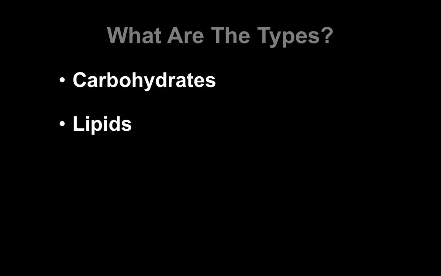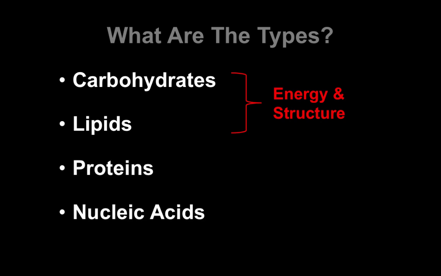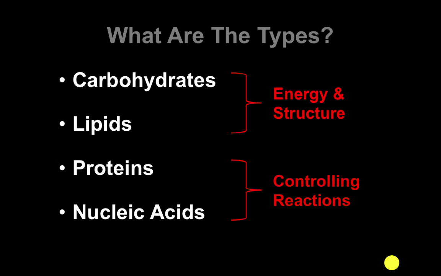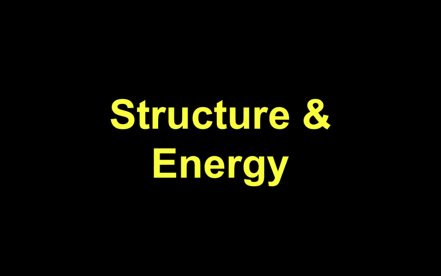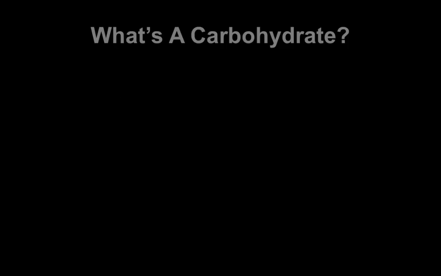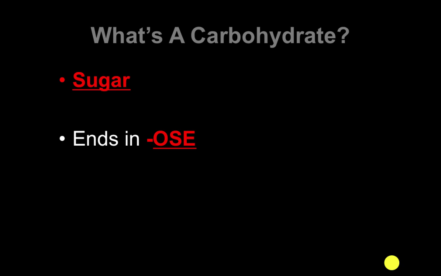So what are the types of organic molecules? We're going to look at four of them. We have carbohydrates and lipids, and these are involved in energy and structure. These are the two that we're going to look at in part one. Then in part two, we're going to look at proteins and nucleic acids and their role in controlling reactions. So structure and energy. Keep that in mind whenever you're thinking about lipids and carbs. Carbohydrates are sugars, and they generally end in ose.